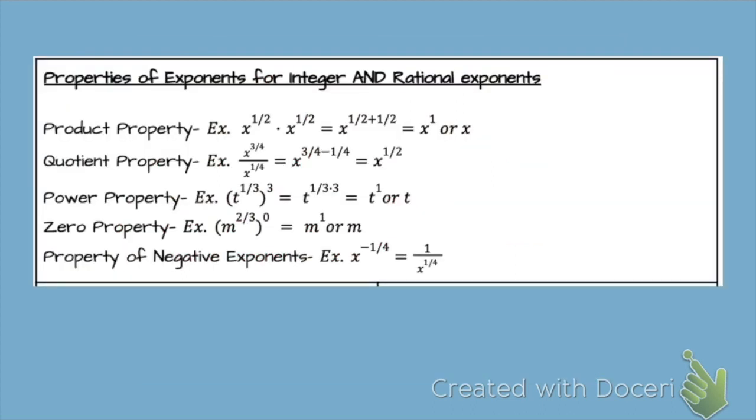Here's a quick reminder of properties of exponents that we have learned so far. And in these examples you see we have the same properties but with rational exponents. So we have fractions going on here, but it's all the same whether we're adding our exponents or subtracting them or multiplying them, just like it was whenever we had integer exponents.